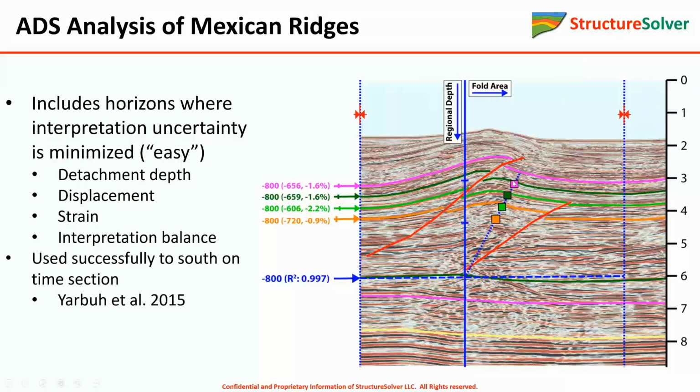The interpretation stacks up on a nice linear trend, indicating that it's a good area balanced interpretation. And then the computed detachment depth is right there at that lower Eocene level that we know from regional information is a regional detachment, as well as being consistent with where we had the detachment in the forward models. And so here the layer parallel strain is less, but nonetheless we're able to get at the displacement relatively quickly.